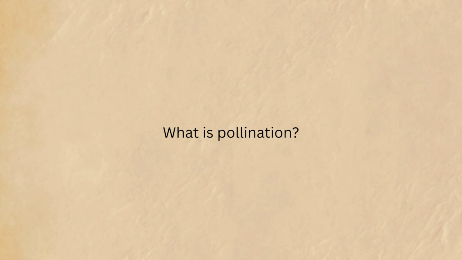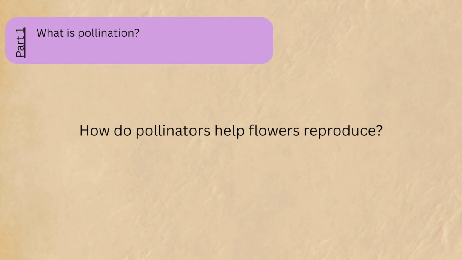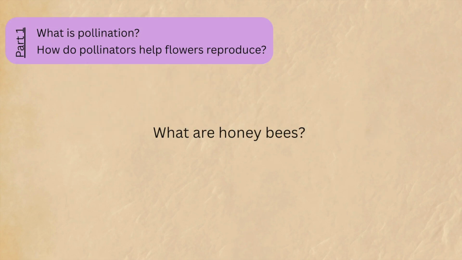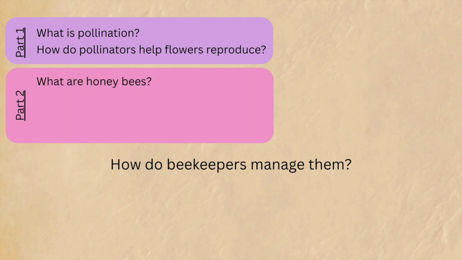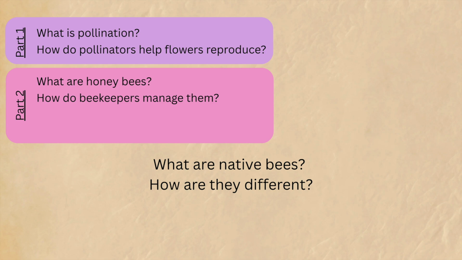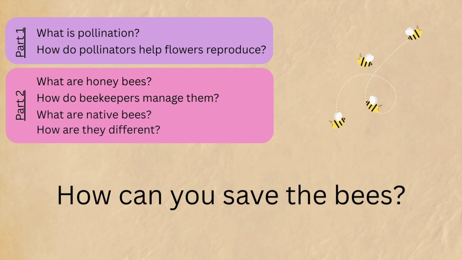Today we talked about what pollination is and how pollinators help flowers reproduce. Then we looked at what honeybees are, where they come from, and how beekeepers manage them. Then we got into what native bees are and how they're different from honeybees. Finally, we talked about what you can do to save the bees.